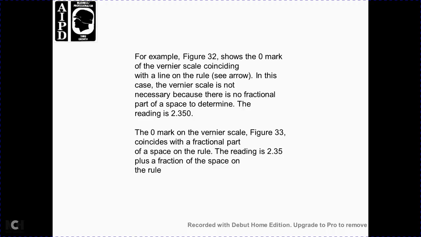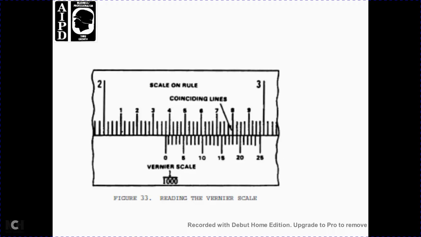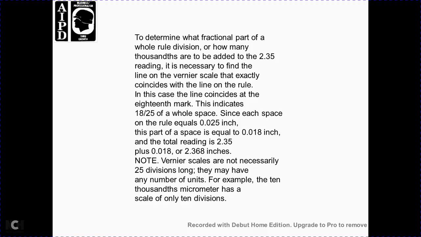In Figure 33, a mark on the vernier scale coincides with the fractional part of a space on the rule. The reading is 2.35 plus a fraction of a space on the rule. Figure 33 shows the reading of the vernier scale in 1/1000ths, using the coinciding lines on the scale and the rule: 0, 5, 10, 15, 20, and then the 40th scale. To determine the fractional part of the rule division, meaning how many thousandths we have beyond the 2.35 reading, it is necessary to find the line on the vernier scale that exactly coincides with a line on the rule.